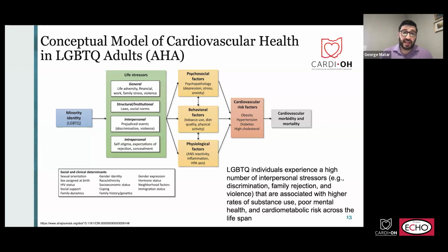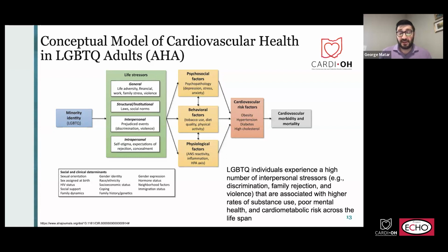So that would include life adversities, any financial or work stressors, any family stressors, violence that may be occurring because of their identity. In addition to laws and social norms. So where they live, they might have more stringent laws than other locations on what they're able and not able to do with their medical care. Interpersonal care would be those prejudiced events, so the discrimination they may face in the community they're living in.